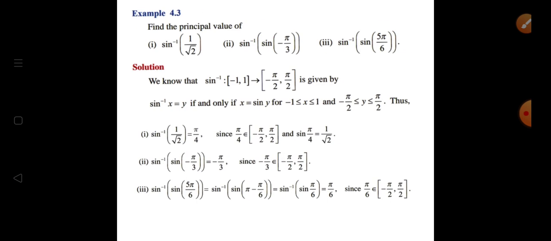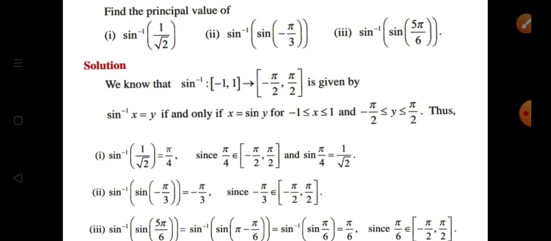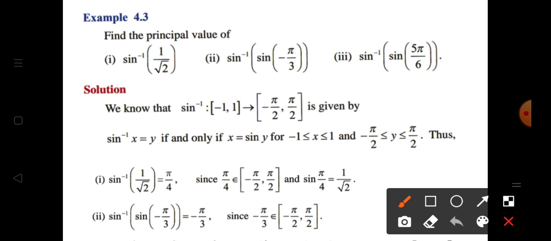Okay, now let's go. The given sum, example 4.3: find the principal value of the first subdivision, sin inverse 1 by root 2, and the second sum, sin inverse of sin minus pi by 3, and the third sum, sin inverse of sin 5 pi by 6. We are going to see the principal value of these three subdivisions.